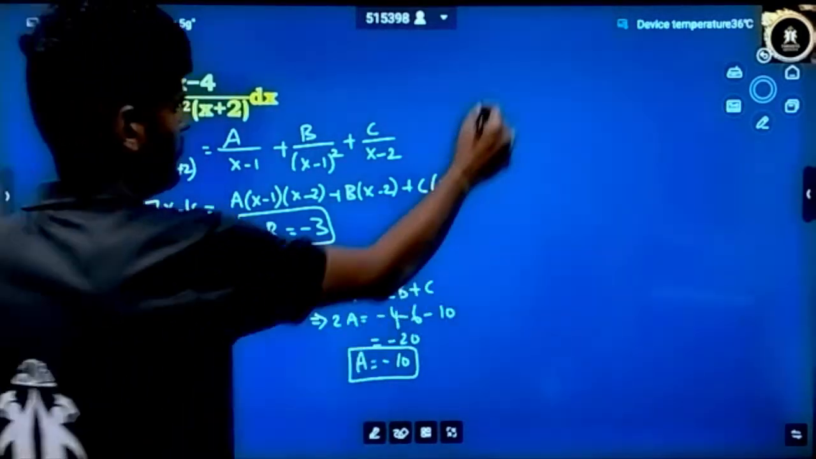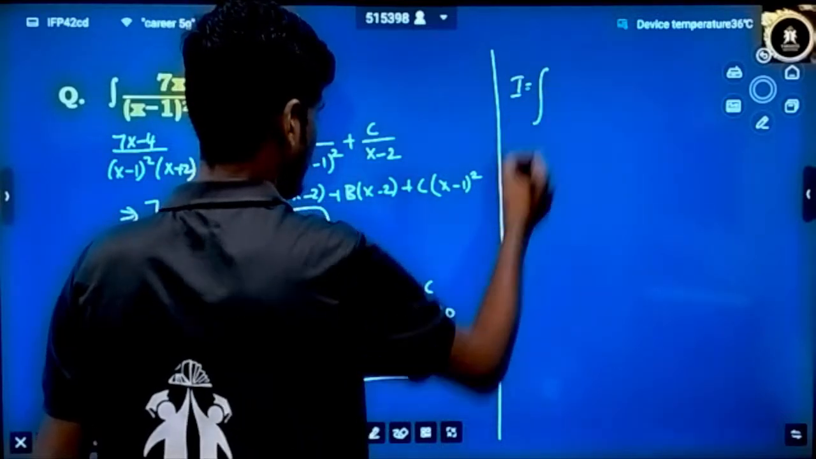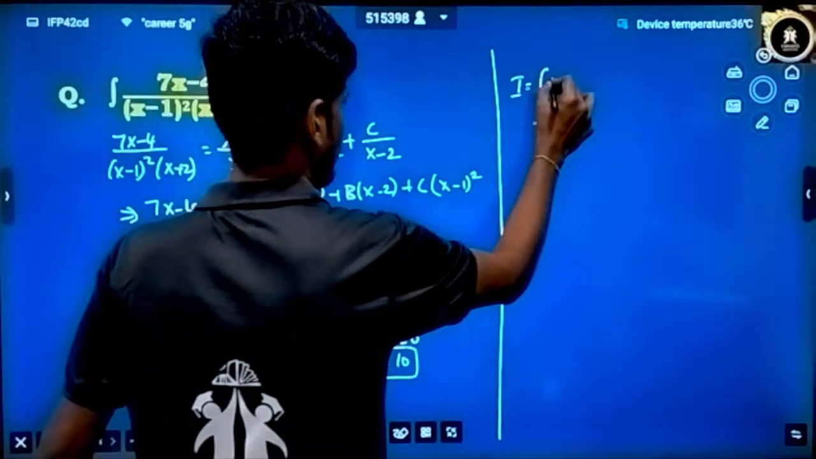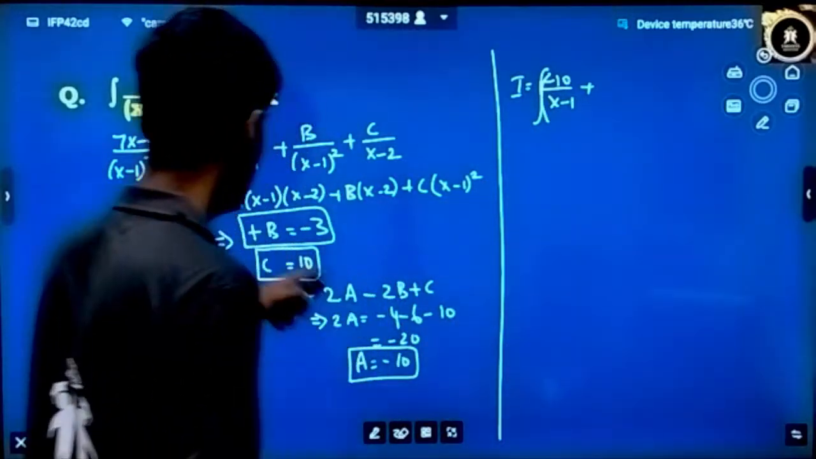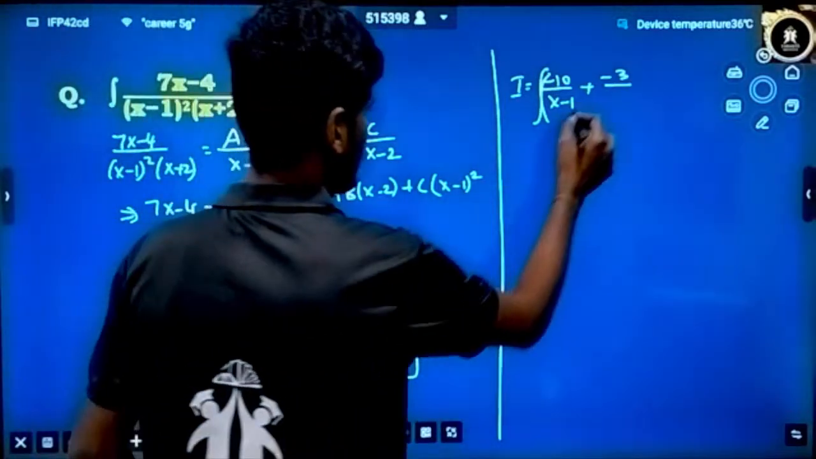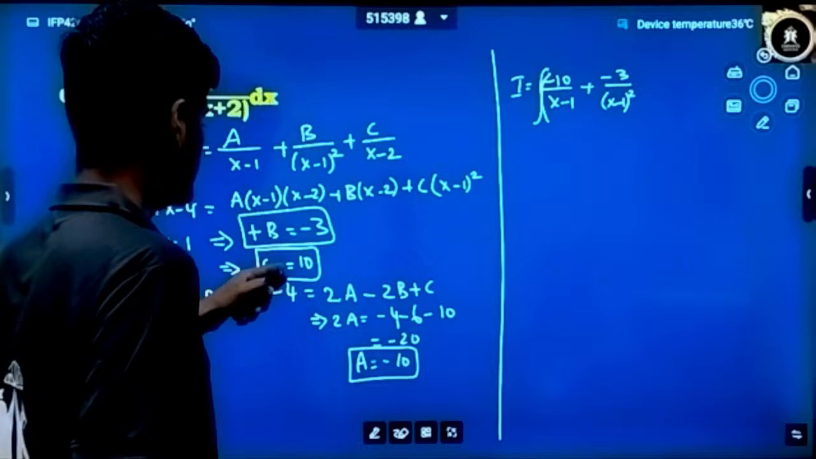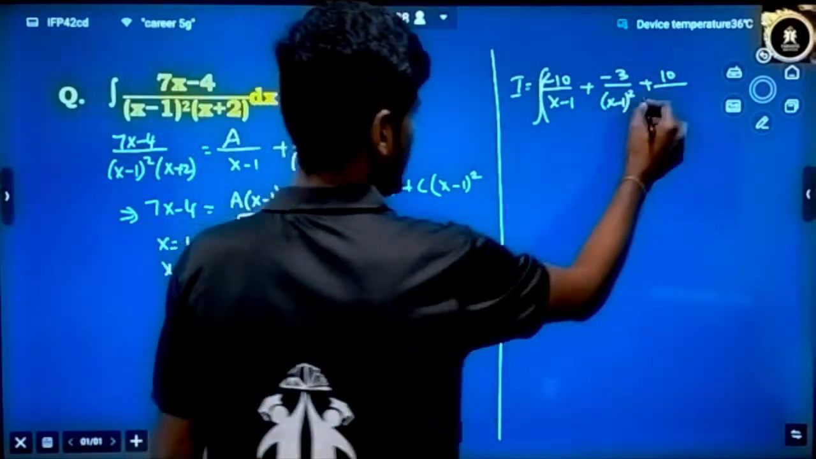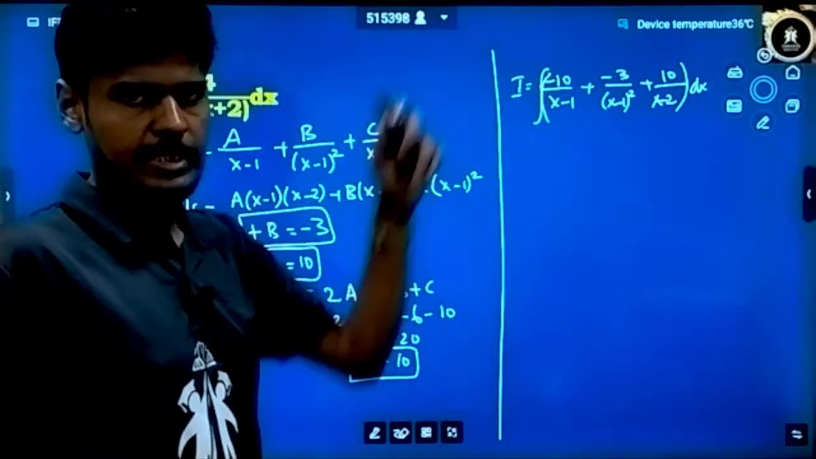So this integral will become the integral of, first term is a by x minus 1, a is minus 10 by x minus 1, plus b by x minus 1 whole square, what is b? Minus 3, so minus 3 by x minus 1 whole square, plus c by x minus 2, c is 10, so plus 10 by x minus 2, dx. Now we can integrate this easily.